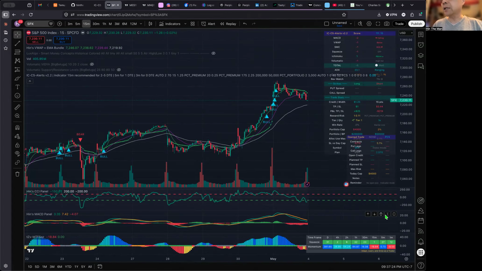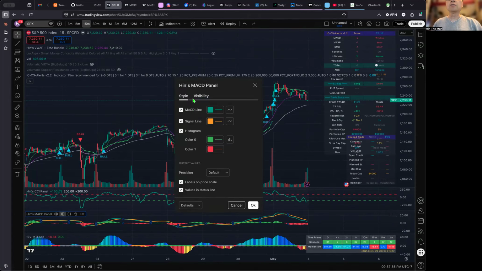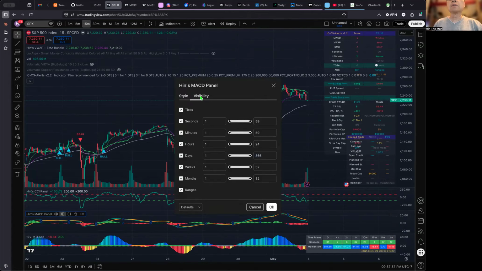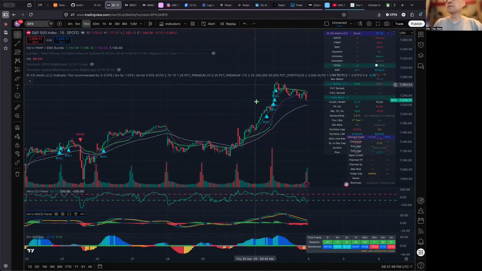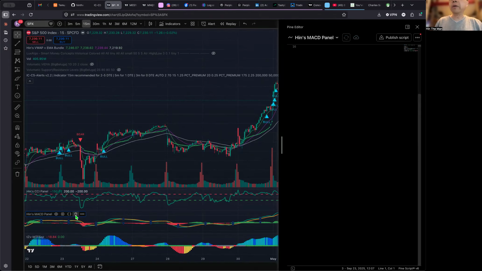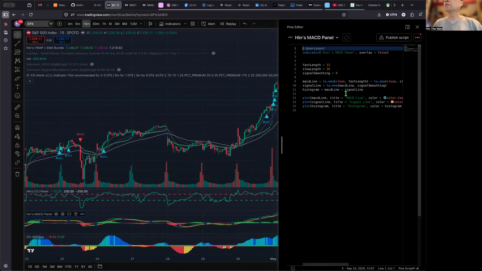So when I go to MACD, you go to settings. So you have style. They don't have good settings. I can always show you the code, but that would be hard for me to explain everything.